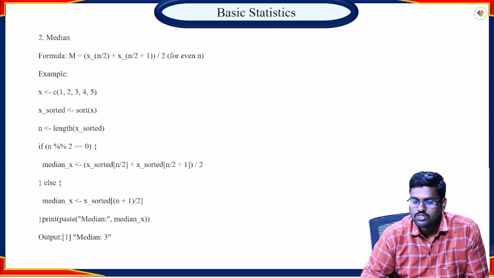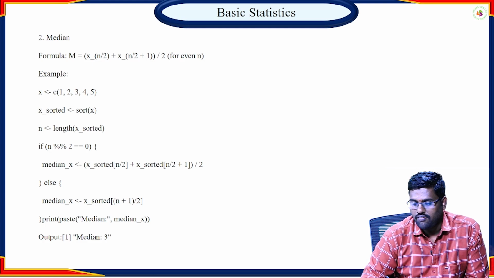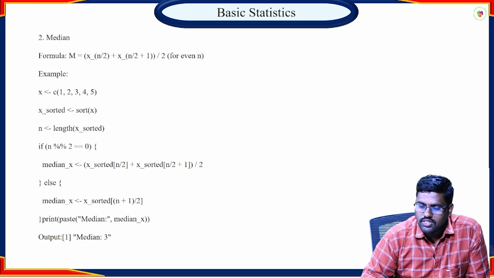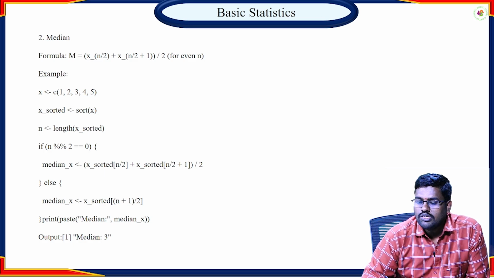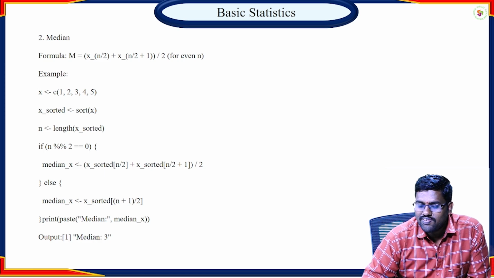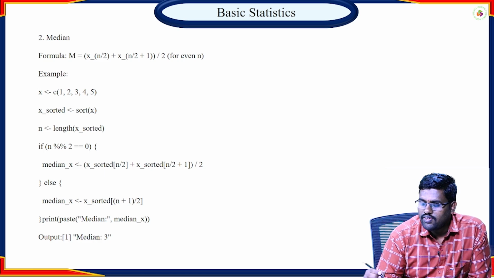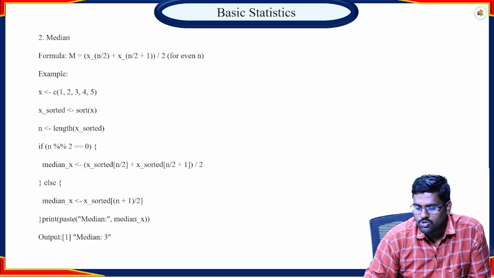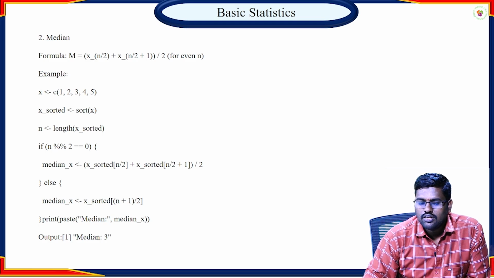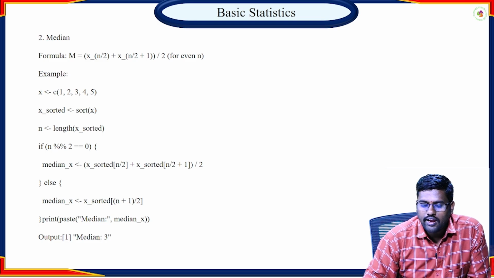Median is equal to x underscore n by 2 plus x underscore n by 2 plus 1, divided by 2, for even n numbers. Now, see, first we have to sort whatever numbers are given, converting them into sorted order. Here we are already given the sorted numbers. For example, if the numbers given are 5, 3, 2, 4, 1, first we will convert that into sorted x. After sorting, we assign the length of x sorted to n. So here the n value is 5, because the vector contains 5 values.